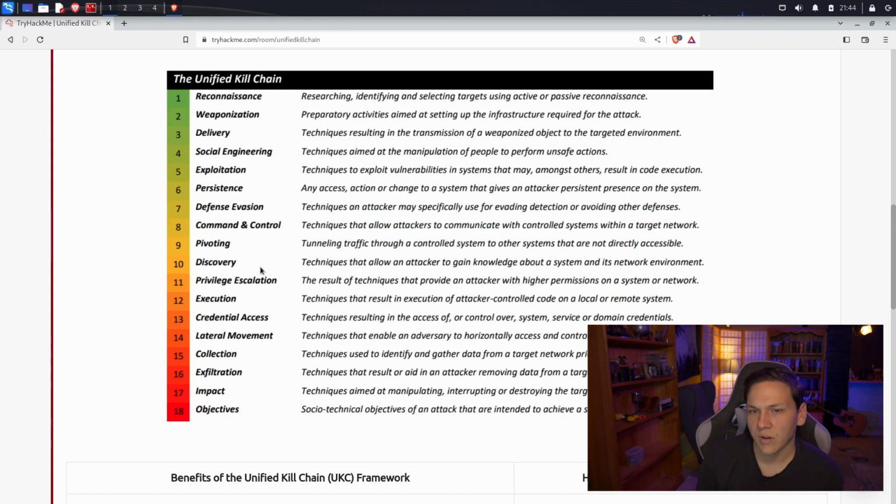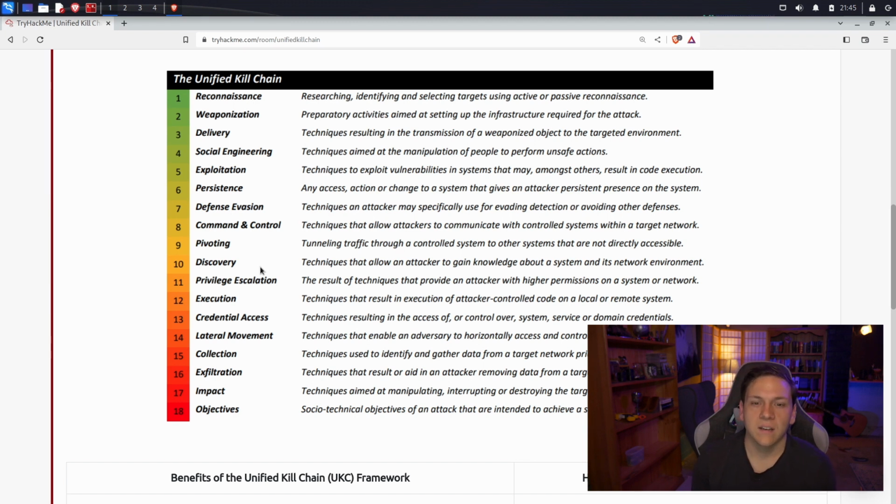Phase 10, discovery, techniques that allow an attacker to gain knowledge about a system and its network environment. Phase 11, privilege escalation, the result of techniques that provide an attacker with higher permissions on a system or network. Phase 12, execution, techniques that result in execution of attacker-controlled code on a local or remote system. Phase 13, credential access, techniques resulting in the access or control over system, service, or domain credentials.